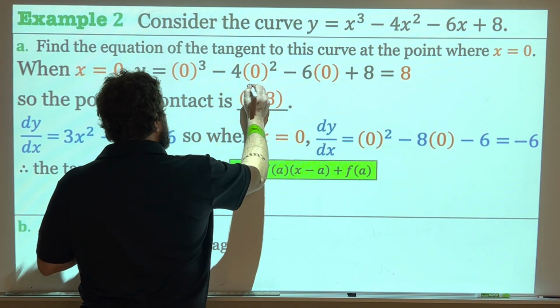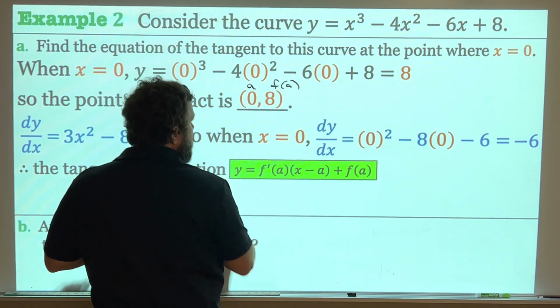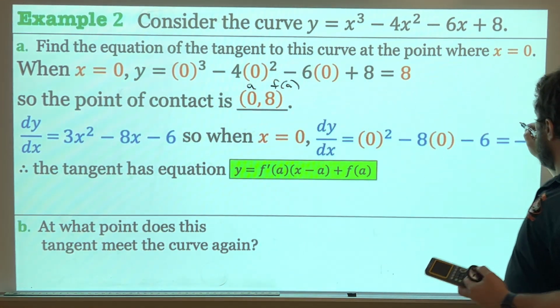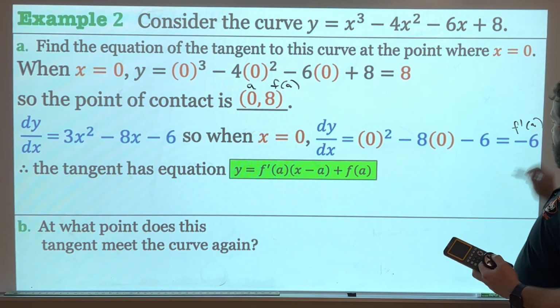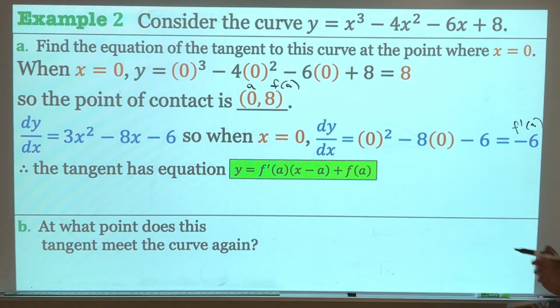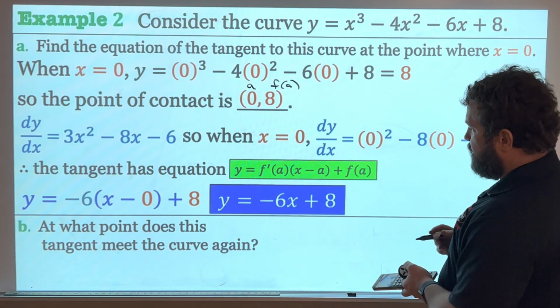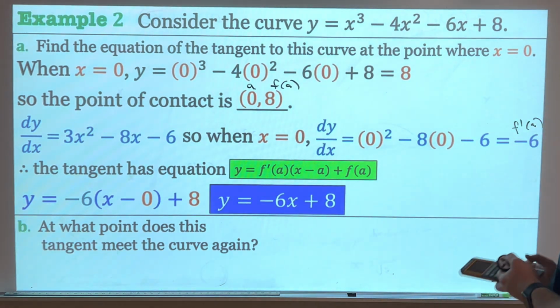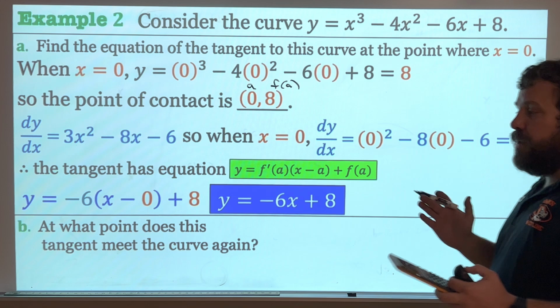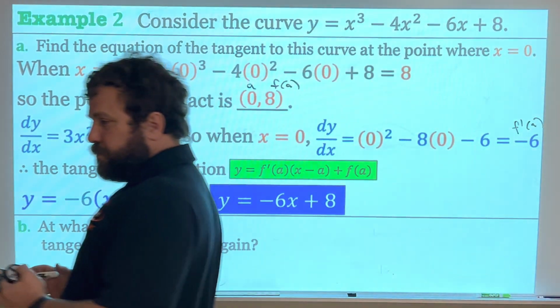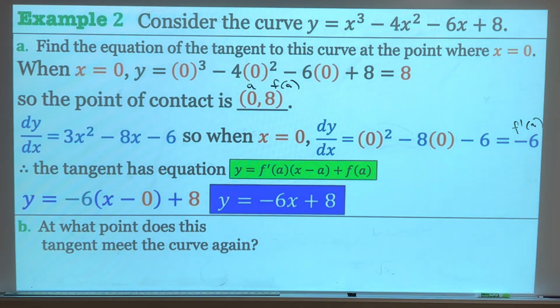We got our f of a, and we got our f prime. Plug them in. Here we go: negative 6, x minus 0, plus 8. Negative 6x plus 8 is our tangent equation. Same exact thing we just did. Okay? Any questions yet on this?